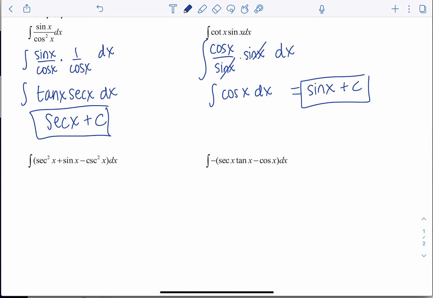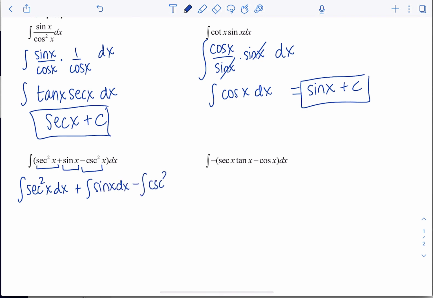Now this next one: secant squared x is on our rule sheet, sine x is on our rule sheet, and cosecant squared x is on our rule sheet. So we're just going to treat each of these as a separate integral. The antiderivative of secant squared x is tangent x. The antiderivative of sine x is actually negative cosine x, so we'll make that negative cosine. And then minus cosecant squared x gives negative cotangent x, so we can actually make that a plus cotangent x, and then we'll have a plus c for everything.